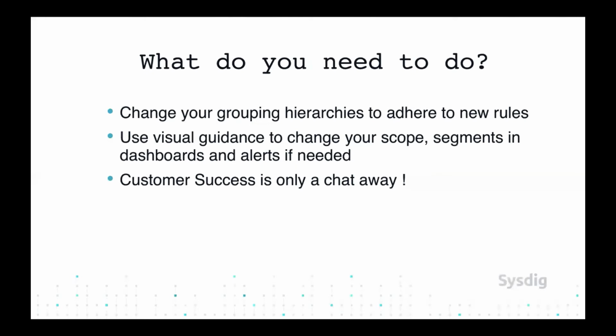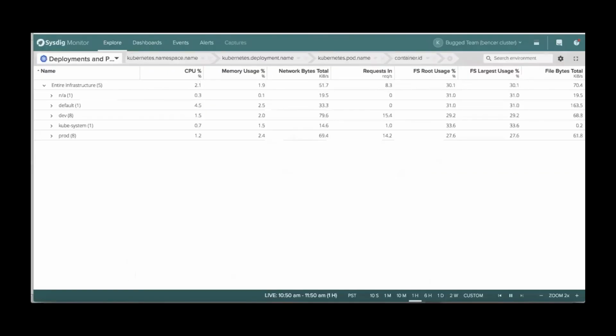And also, just so you know, customer success is always there. You can live chat with customer success at any point if you have any questions. If there are certain hierarchies or scope, segmentation, grouping that really makes sense to you and you want to retain them, you can reach out to us. I'll be very happy to talk to you and see how we can accommodate what you want to do in a meaningful way. All right, having said that, let me jump into a demo to show you what these changes look like.